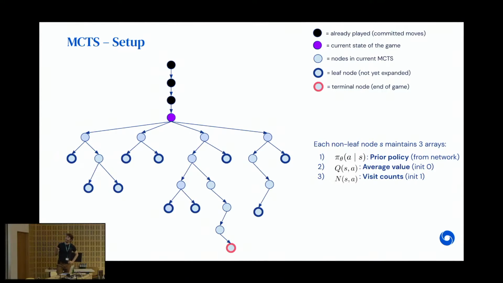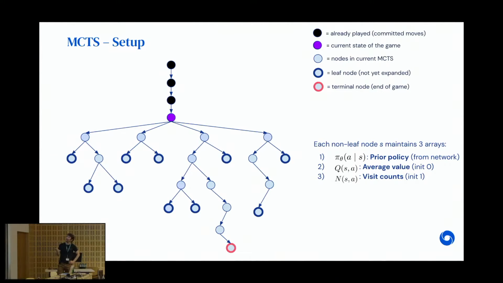Okay, and now to actually run this algorithm, we'll need to maintain 3 different quantities in every non-leaf node in this tree. And these 3 quantities are as follows. So for every node, we'll store the prior policy. Remember, the prior policy is the prediction that the policy head of the neural network gave us when we queried it on that state. Whenever we query the neural network on this state, we remember the distribution over actions it gave us, and we just store it once and for all. We don't query the network again on the same state.